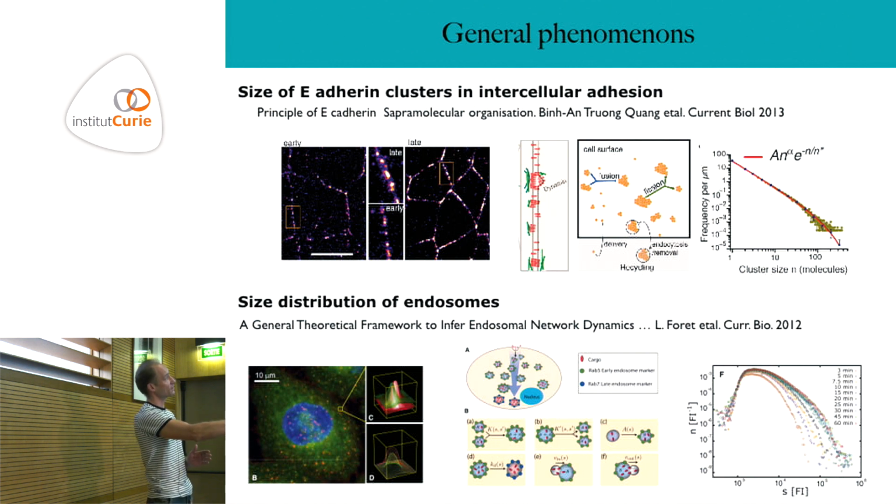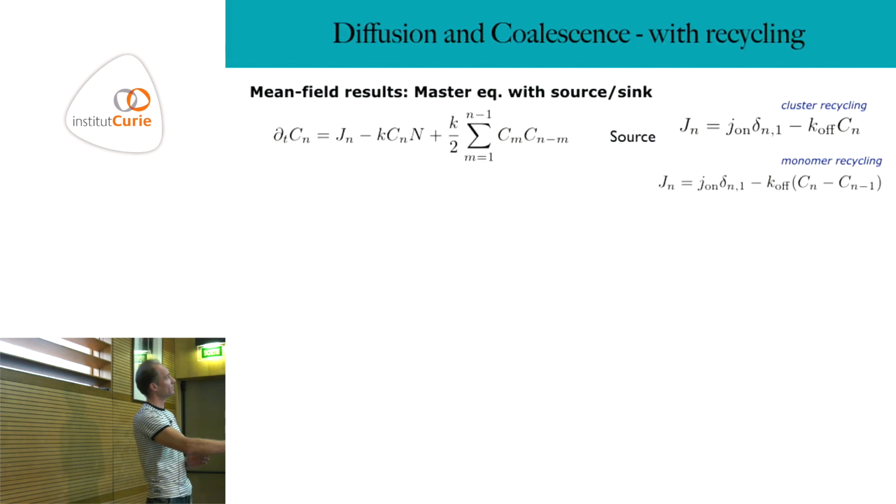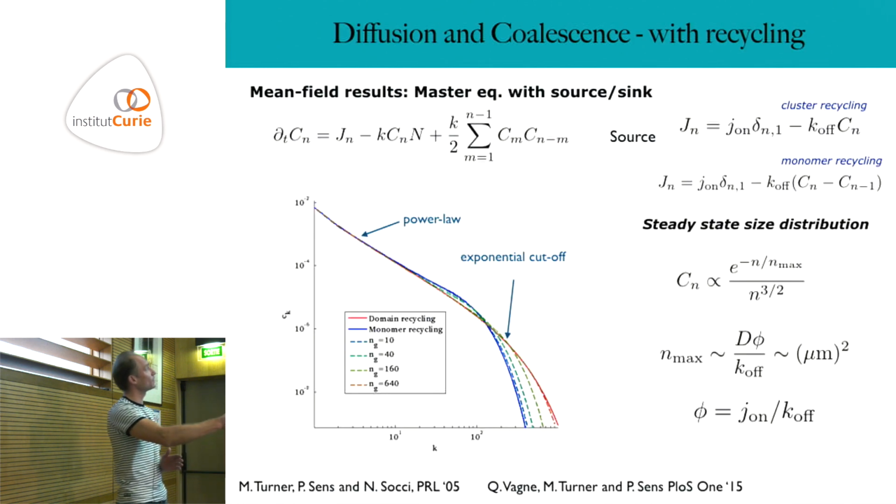And you can see that there is a nice power law with an exponential cutoff. So maybe I should just tell you about that. So basically, when you work out the size distribution of domains in this out-of-equilibrium system with recycling, you use the same master equation. And the steady state in this case is not an exponential. It's basically a power law with an exponential cutoff.